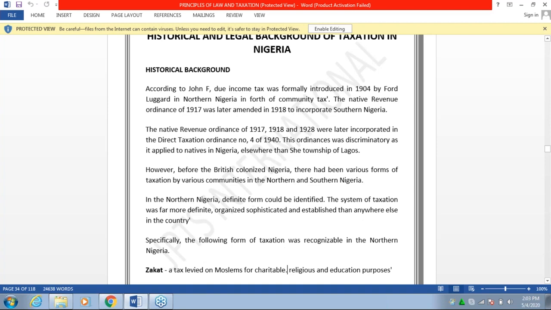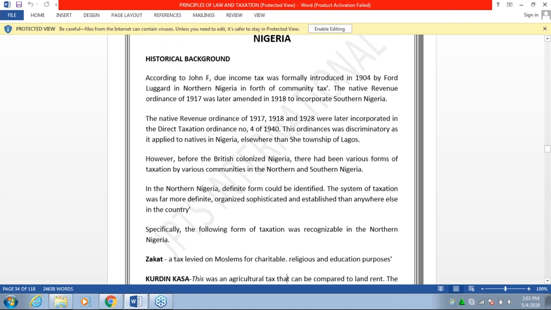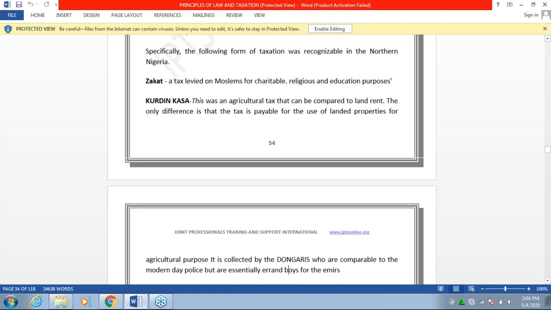But in the northern part of Nigeria, they had a definite form of taxation that could be identified. The system of taxation was far more definite, organized, and established than anywhere else in the country. Specifically, the following forms of taxation were recognized in the northern part of Nigeria. That is what we call zakat. Zakat is a tax that is levied on Muslims for charitable, religious, and educational purposes.